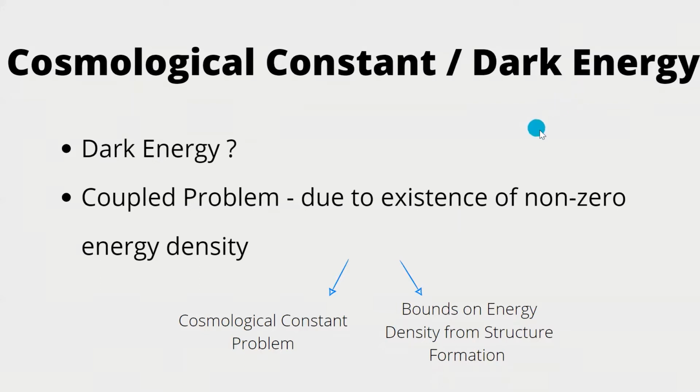There is a problem due to the existence of non-zero energy density, which arises from the general theory of relativity. It allows for a non-zero vacuum energy density. Nonetheless, it poses two coupled problems: the cosmological constant problem, and then using that we put bounds on the cosmological constant, because there is no theory which predicts exactly what the value of the cosmological constant is.